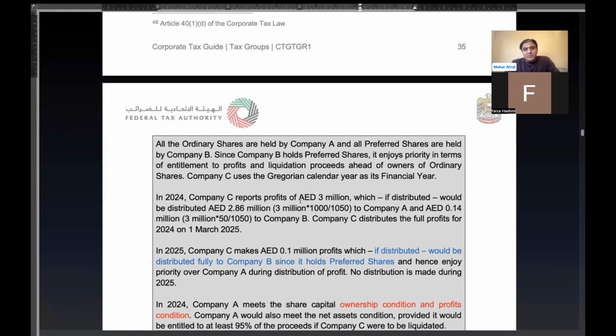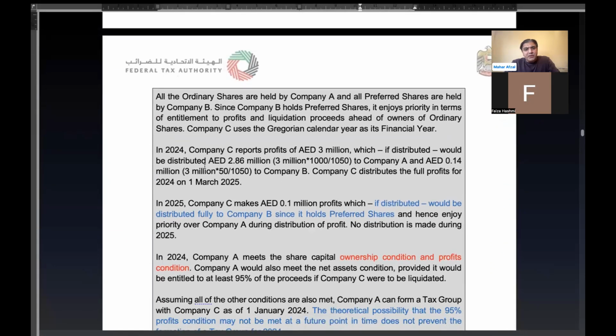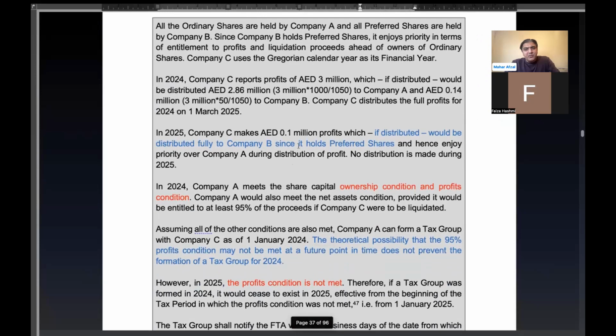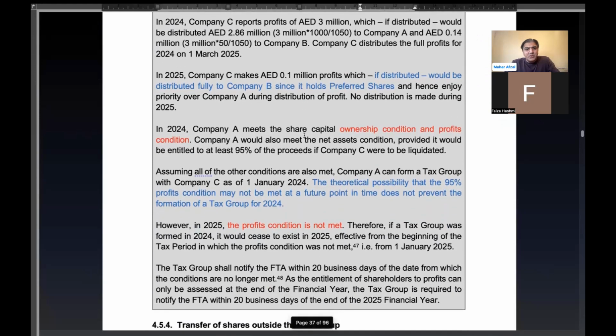2.8. The company reports a profit of 3 million. If distributed, 2.8 million would be distributed to the company and 0.4 million to the preferred shareholder. The company should distribute the full profits of 3 million. It will be given to the preferred shareholder. So the ownership condition and profit conditions are met.